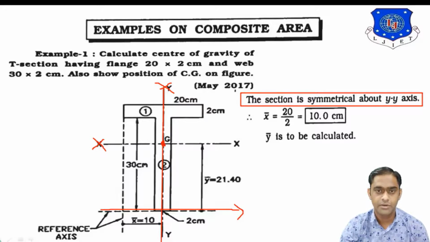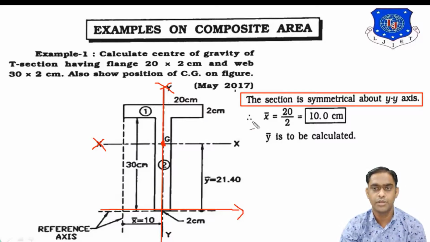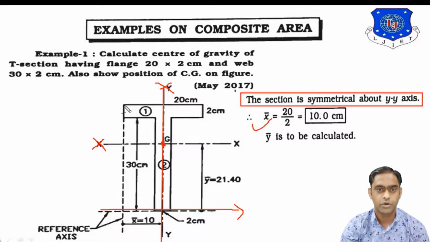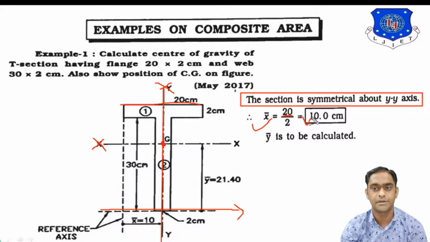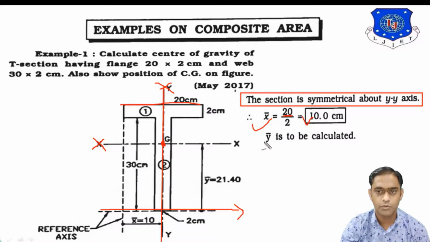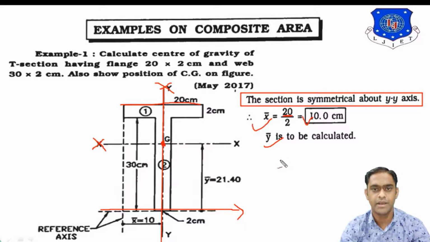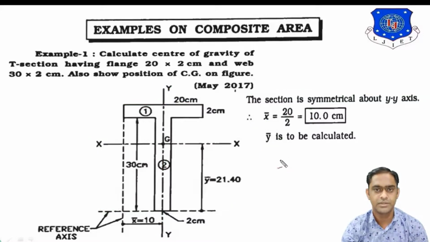Okay. Now if the figure is symmetrical about y-axis, then what happens? Then you have to calculate x bar directly. Now directly means how? So what is the total width of the figure? It is 20 centimeter. So x bar is equal to 20 by 2, means total width by 2, it will be 10 centimeter. Okay. So x bar is equal to 20 by 2, 10 centimeter, done. Now what we have to calculate? We have to calculate y bar only. Let us see how the y bar is calculated. Let us see on the next page.